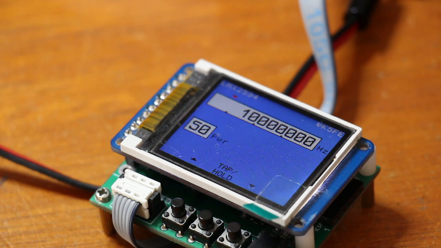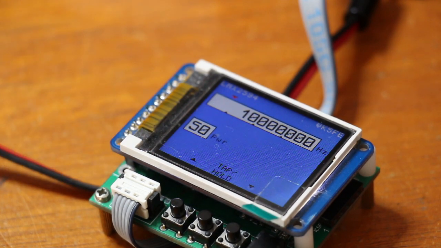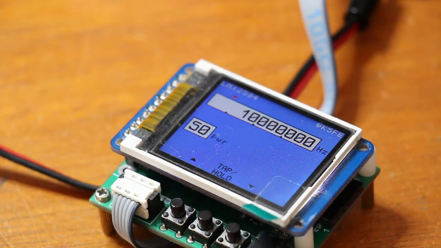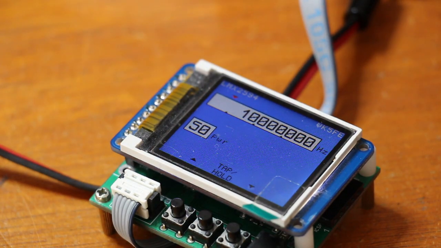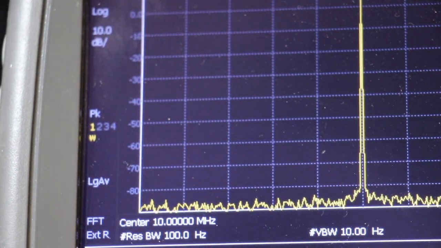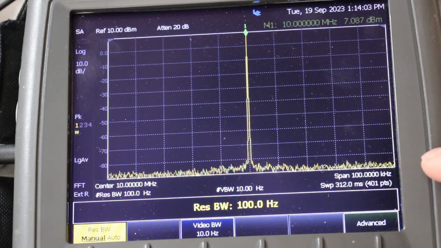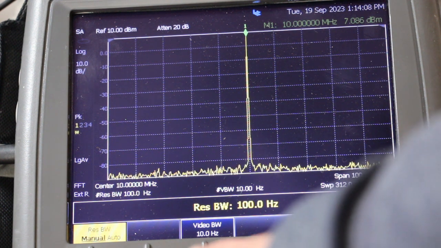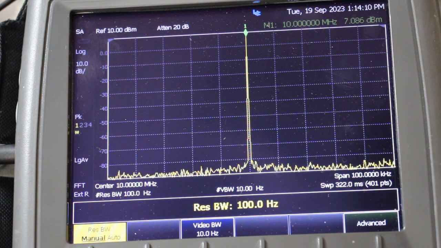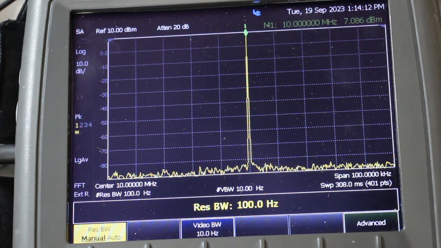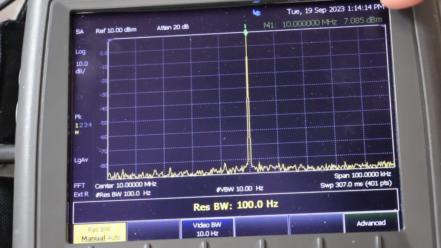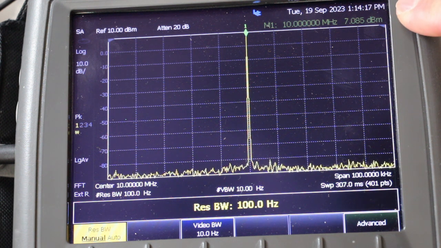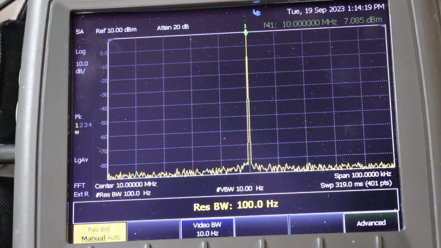Now I set the programmer to 10 megahertz, it's the minimum frequency this synthesizer can output. Let's see what's happening on the spectrum analyzer. The span was set to 100 kilohertz, the resolution bandwidth is 100 hertz, as you can see here, and the measured level is about plus 7 dBm.